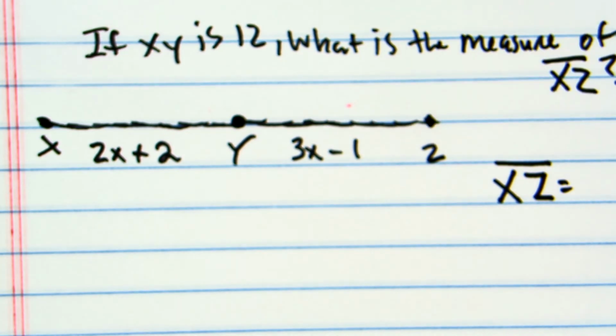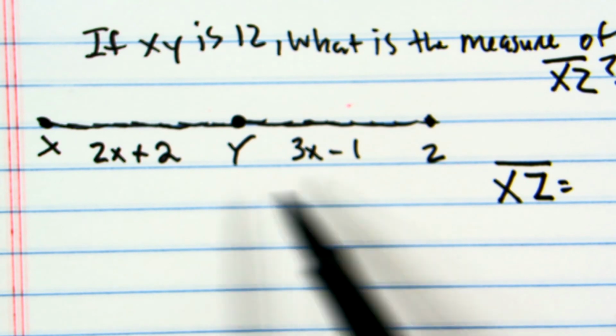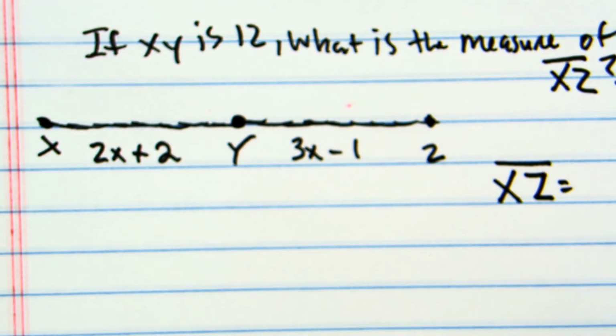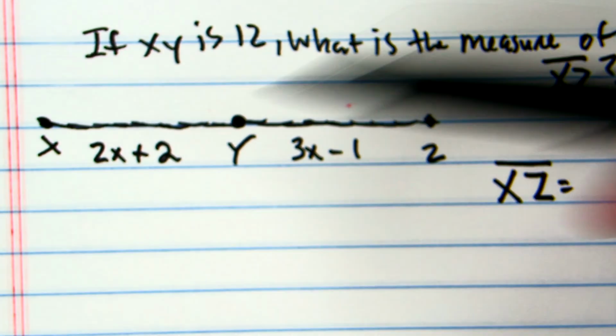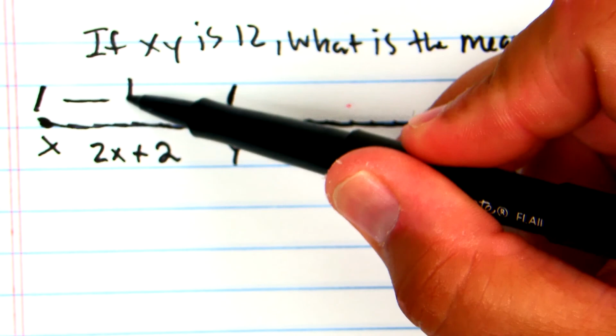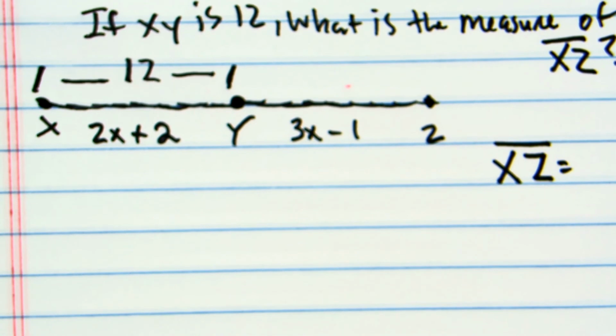Now, in geometry, if we give you something, then you need to use it. Obviously, we have 2x plus 2 and 3x minus 1. Well, we can't add those together because we don't know what it equals. The only thing that we've been given is that XY is 12. So from here to here is a measurement of 12. All right, so what we're going to do then, we need to solve for x. We can do that with just that information.